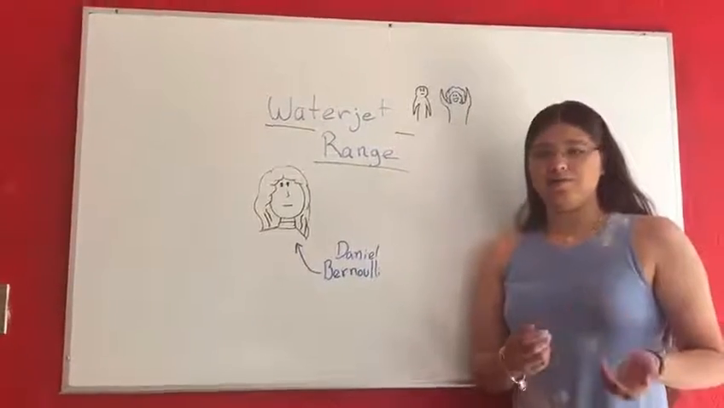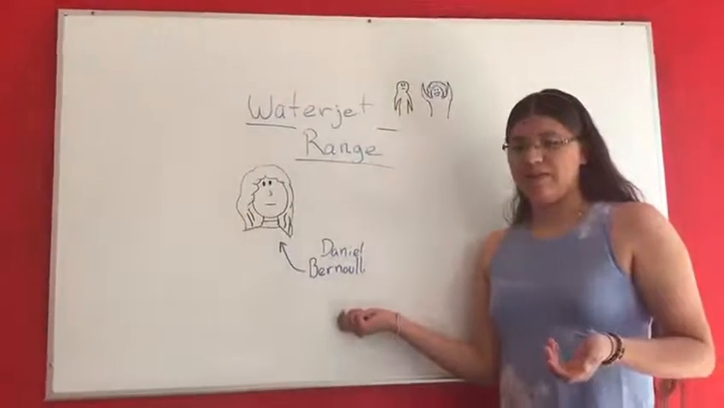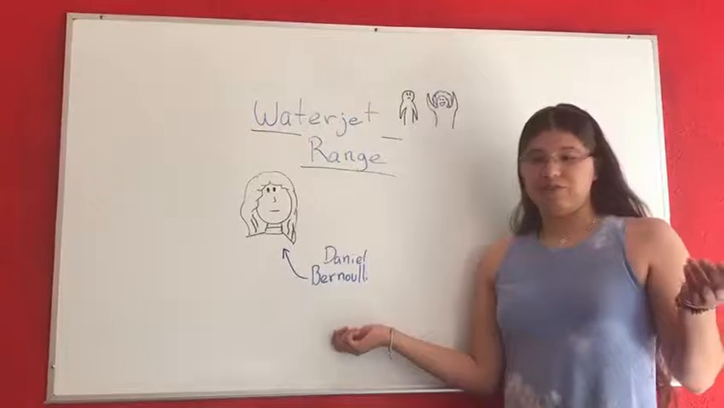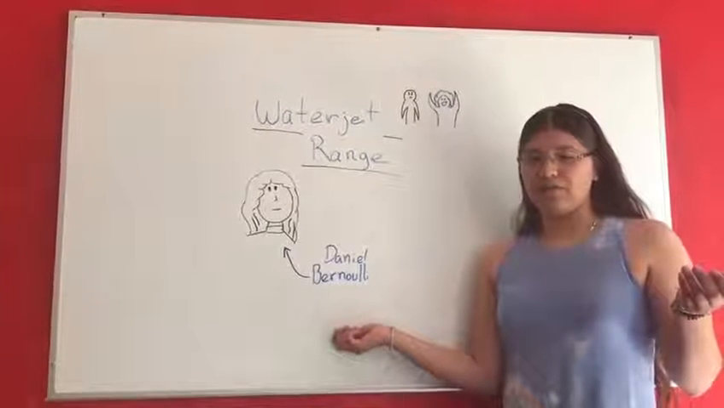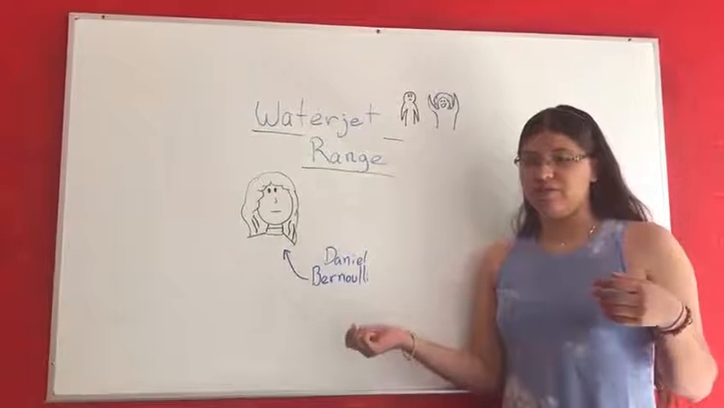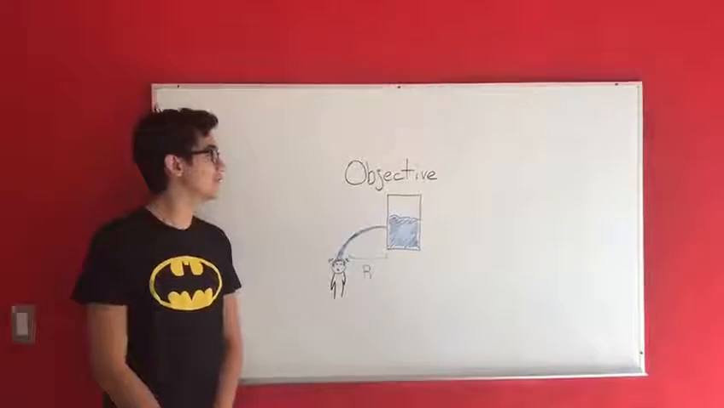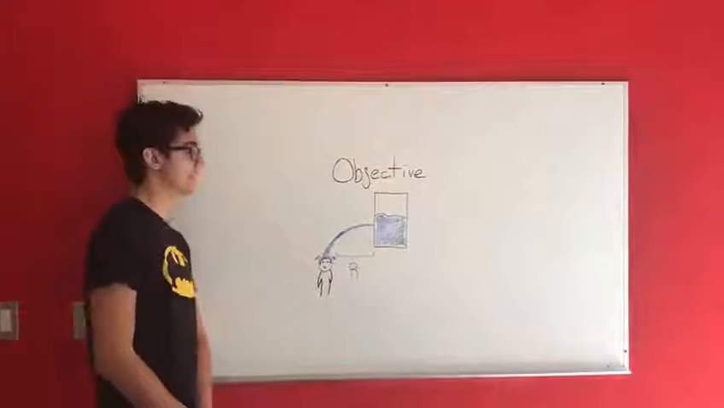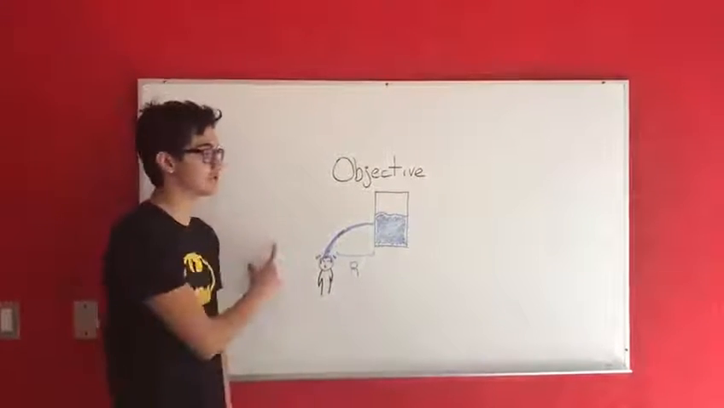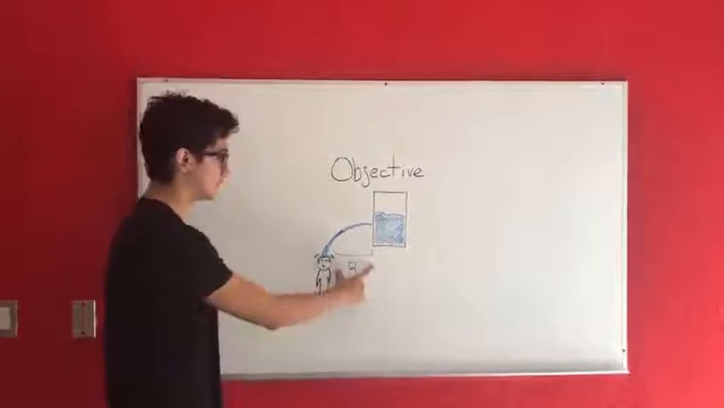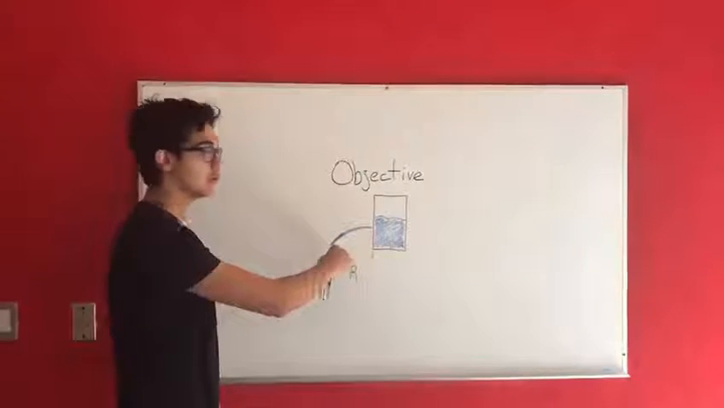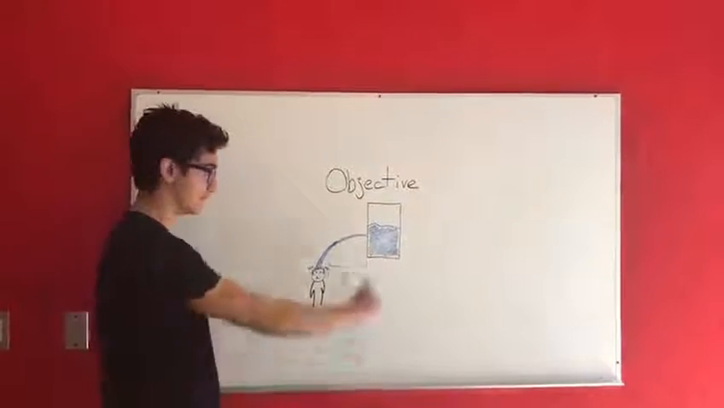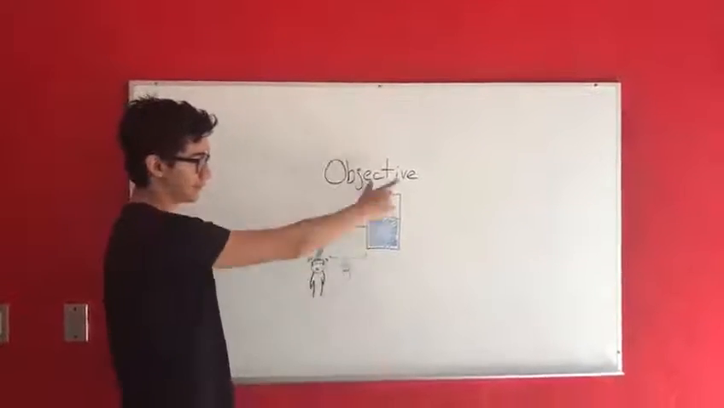In fluid dynamics, Bernoulli's principle states that an increase in the speed of a fluid occurs simultaneously with a decrease in pressure or a decrease in the fluid's potential energy. The overall objective of our project is to determine experimentally and computationally the range of the water exiting the hole versus the time, in a large cylinder filled with water.